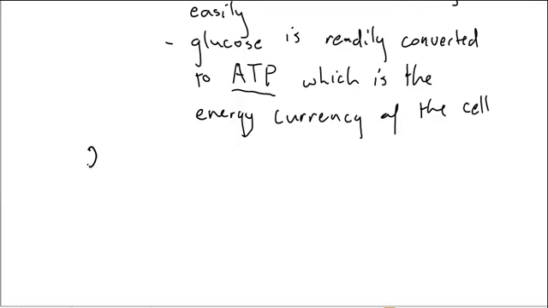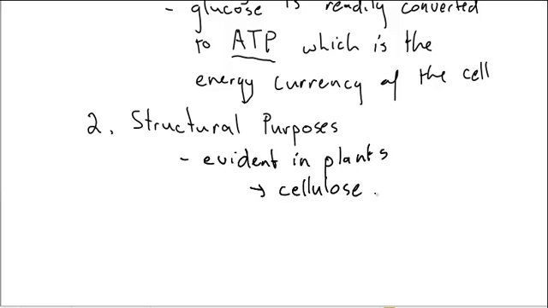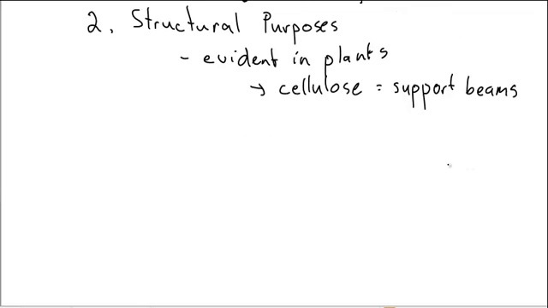Second function of carbohydrates are structural purposes. They actually help build and hold things together. This is evident in the human body, but much more evident in plants. In particular, you have things like cellulose, which is a polysaccharide, which essentially acts like support beams to hold the plant up. This is a really stringy stuff you find in something like celery.